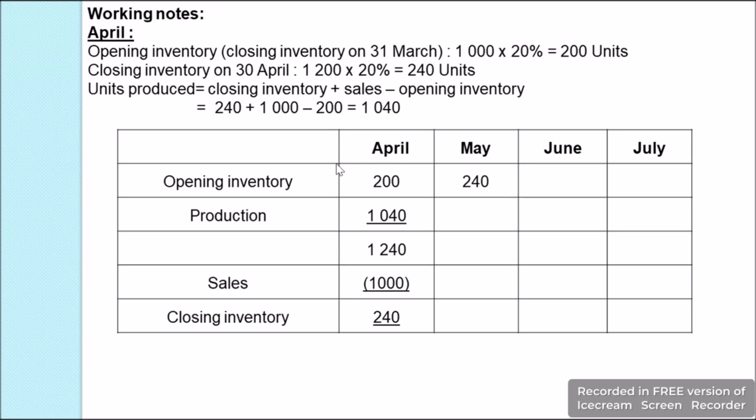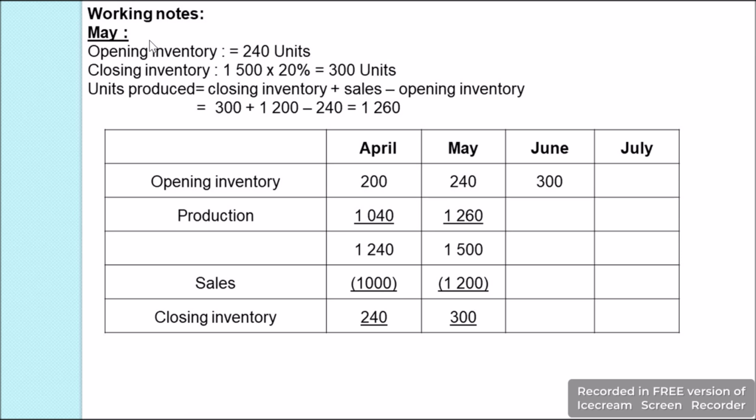So now we are going to make the production budget for April. We'll start with the opening inventory, which is 200 units. Then the units produced, which is 1040 units, and when we add this it will be 1,240 units. From here we will sell 1000 units, so 1000 will be subtracted. We will be left with the closing inventory of 240 units in the month of April, and this will be the opening inventory for the month of May.